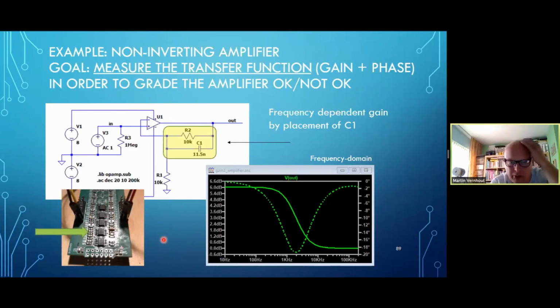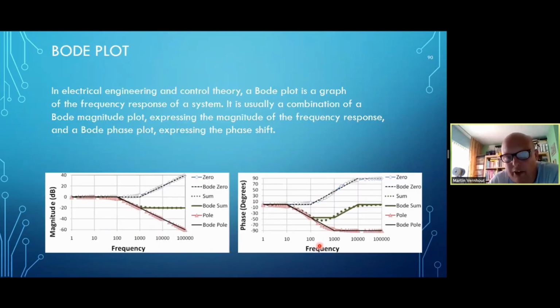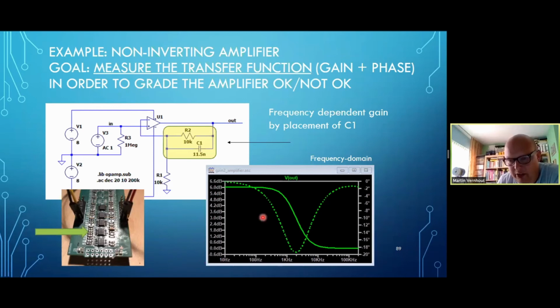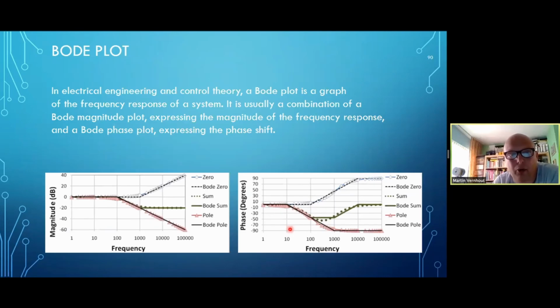So the final example is I have a small amplifier. It does amplify 2 times or 6 dB, and there is some frequency dependent gain. And actually the goal is, let's measure the transfer function in order to grade if the amplifier is okay or not. We call that a Bode plot. It's this right side, the frequency and phase transition of that amplifier. The Bode plot graphs the frequency response of the system, one for magnitude, amplification, and the other one for the phase.